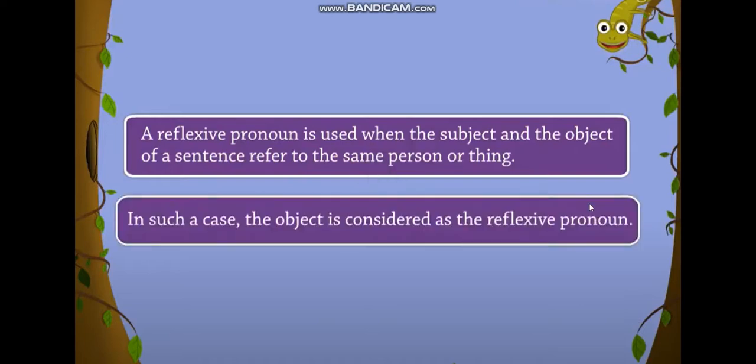In such a case, the object is considered as the reflexive pronoun. When subject and object both are referring to one and the same person or thing, at that time the object is considered as a reflexive pronoun.